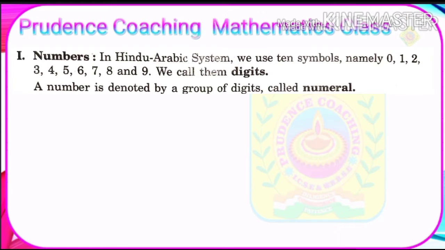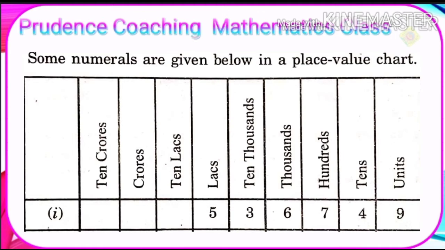In the Hindu-Arabic system, we use 10 symbols, namely 0, 1, 2, 3, 4, 5, 6, 7, 8 and 9. We call them digits. A number is denoted by a group of digits, which is called a numeral. Here we have provided the list for calculating place value. You can see there are units, tens, hundreds, thousands, ten thousands, lakhs, ten lakhs, crores and ten crores. You can see the number 536749. Here in this number we have given you the places, so according to the place value you can divide the number.